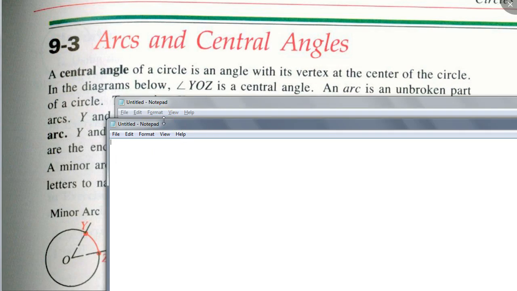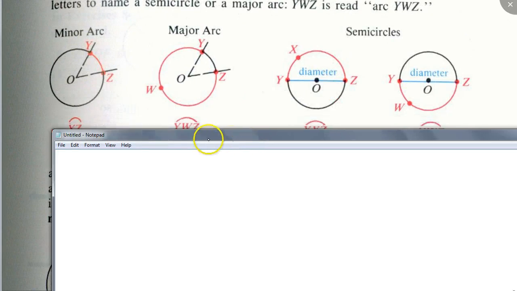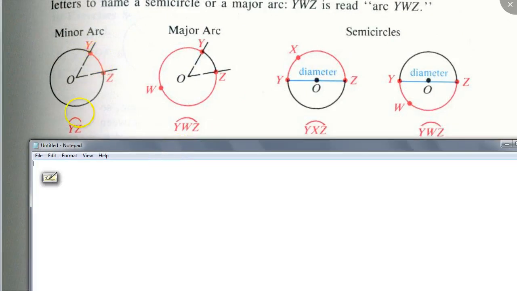So you could actually separate arcs into two different categories: major arc and minor arc. I don't know if you guys remember this from intro. So here, let me show you. YZ right here. By the way, guess what this little symbol on top of it means? Yeah, that's the symbol for arc. Instead of writing arc YZ, you could use that little mark. So this is a minor arc. The major arc will be YWZ.